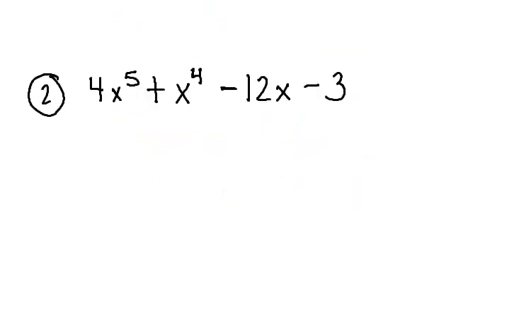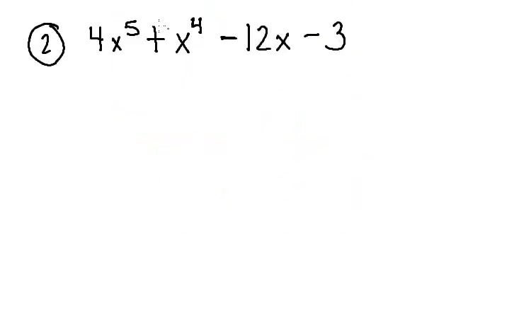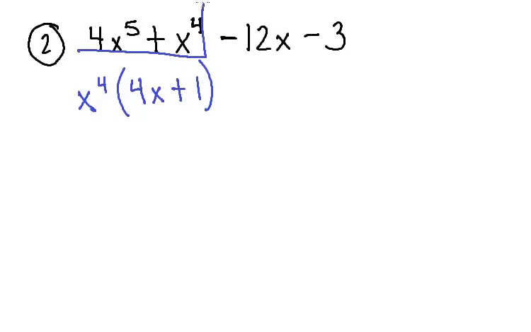So let's see more examples. 4x raised to the power of 5 plus x raised to the power of 4 minus 12x minus 3. What we're going to do here is the same idea. We're going to group and see if we can take out things that are repeating. In this first group, x to the 4 is repeating, so I'm going to take out x to the 4. If I do that, what's left is 4x plus 1. That's for the first group.